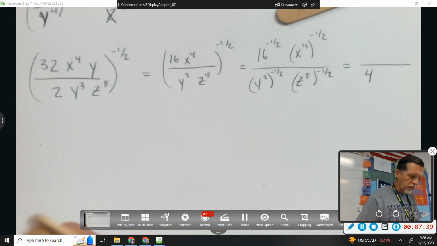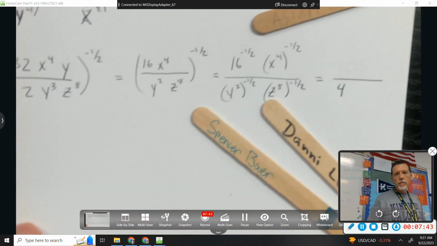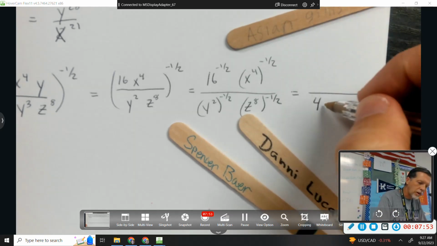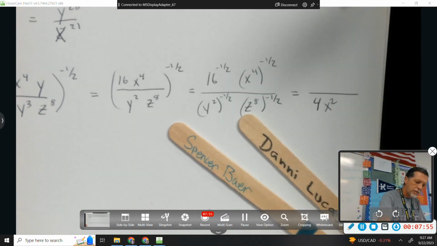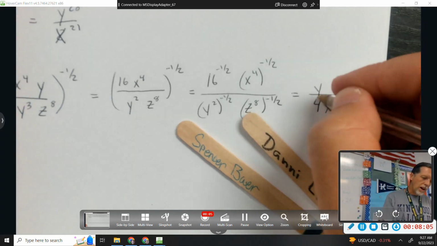Well, let's pick on some more people here. Aslan, how about the x to the 4th to the negative 1/2? Where does that end up? On the bottom, and what is it? X squared. Good, x squared in the bottom. Spencer, how about y squared to the negative 1/2? Where does that end up? Good, just a y in the top.